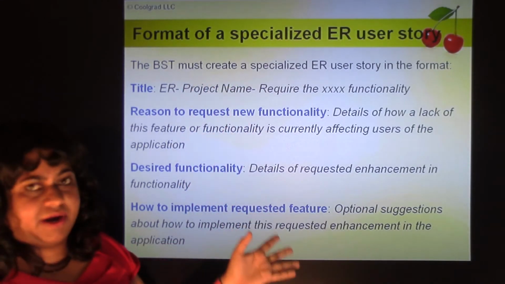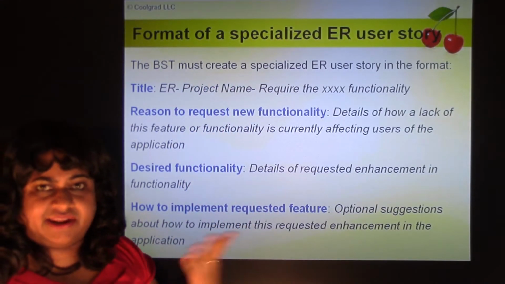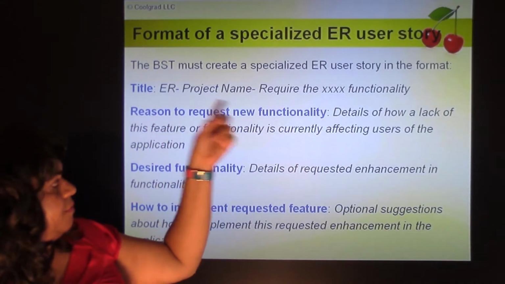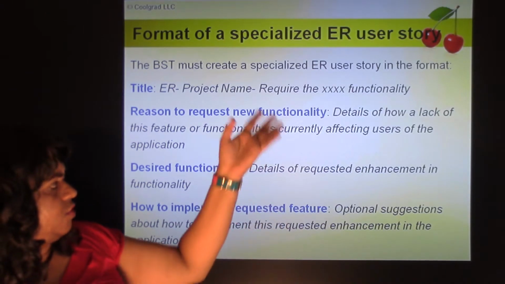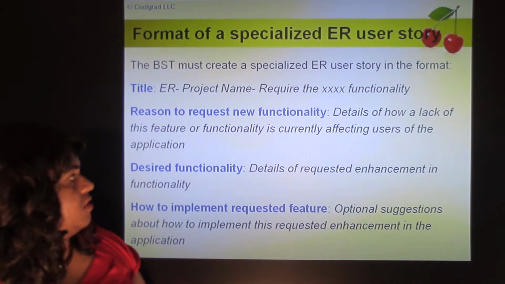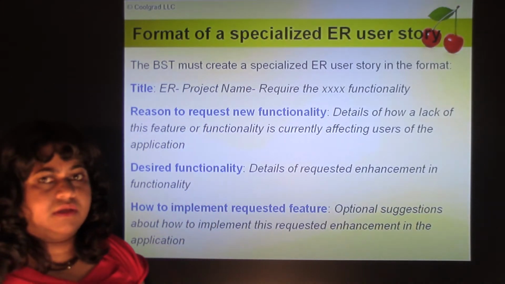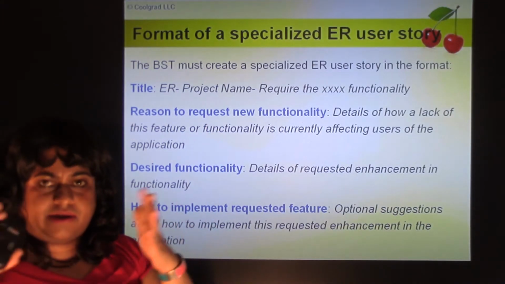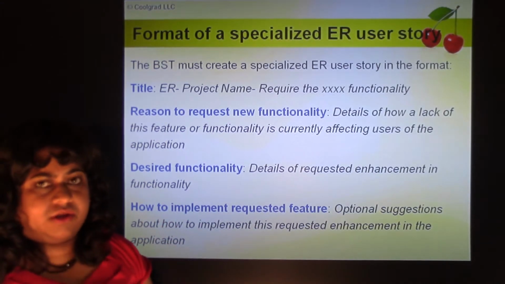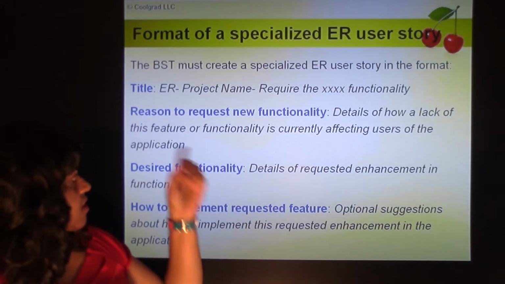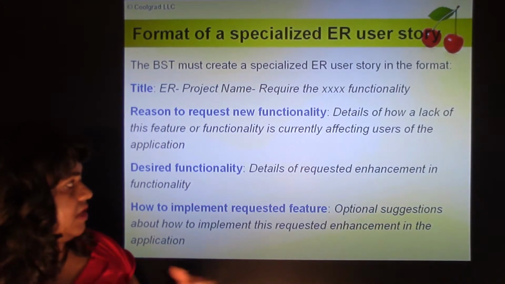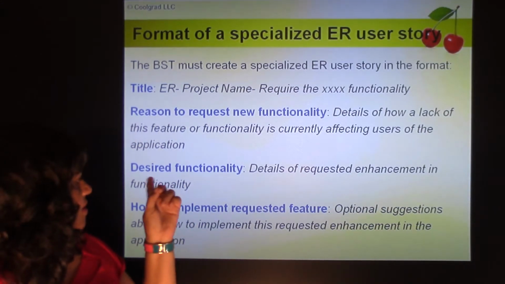So it's the same format for an ER user story, enhancement request user story. Except in the title it says enhancement request, okay? ER and the project name require this functionality. So we put details of the reason to request new functionality. So the field is slightly different. In the change request user story we say currently existing functionality and what is the desired new functionality, how you want it changed. But in the ER user story we say reason to request new functionality, why are you requesting this new functionality, and what is the new functionality requested, and then desired functionality.